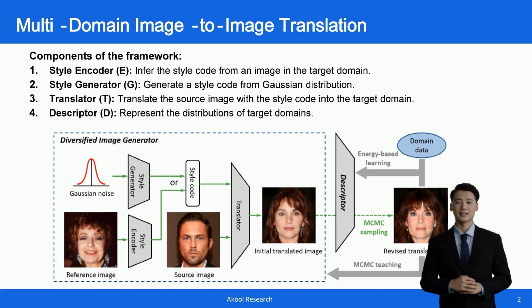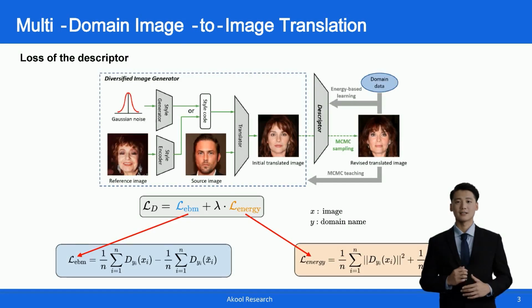All components are trained simultaneously in a cooperative learning scheme. The descriptor learns from the multi-domain training images by maximizing the data likelihood, while utilizing MCMC teaching to guide the training of the diversified image generator, which includes the translator, style encoder, and style generator. The cooperative learning alternates the maximum likelihood training of the descriptor and the diversified image generator.